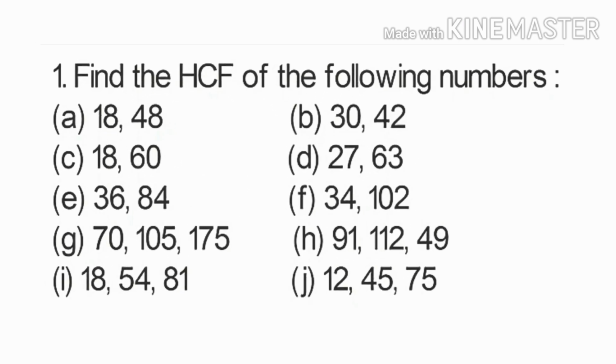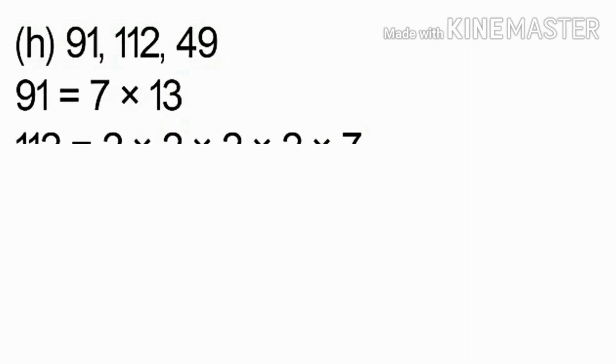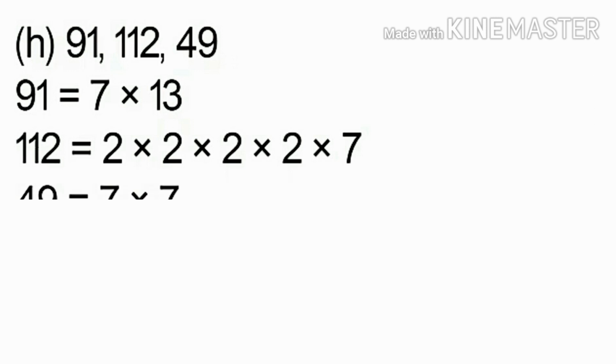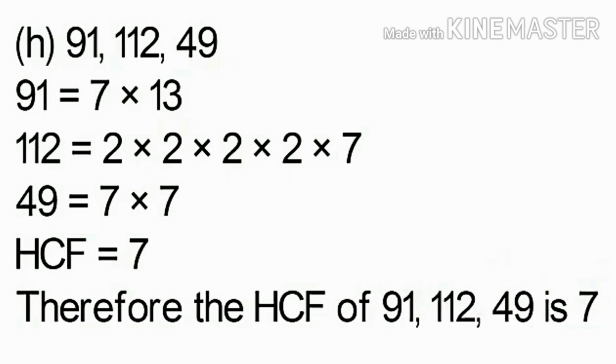In question number 1, a few parts have three terms. One part I'm going to do over here. The H part is 91, 112 and 49. The prime factorization for 91 would be 7 into 13, and the prime factorization for 112 would be 2 into 2 into 2 into 2 into 7. For 49 it would be 7, sevens are 49.